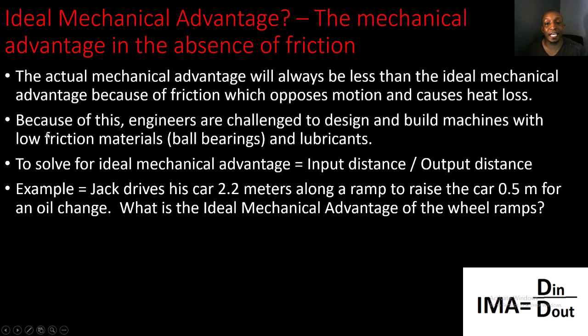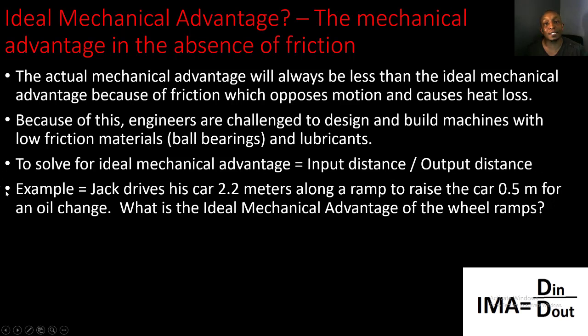Because of this, engineers are challenged to design and build machines with low friction materials, for example, ball bearings and lubricants. If they can design machines that have less heat loss or less friction, then machines are able to be more efficient and last much longer. So to solve for ideal mechanical advantage, our formula would be input distance divided by our output distance.